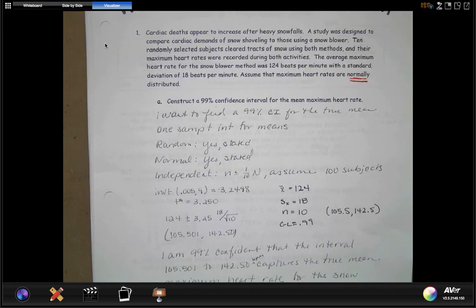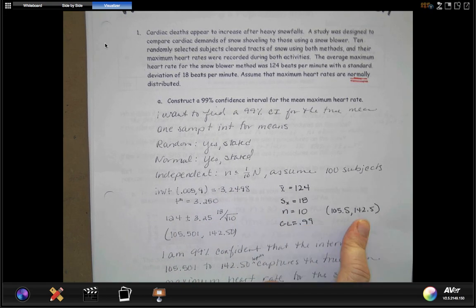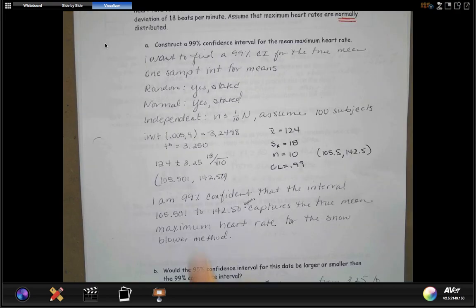Check there. The formula, so I found the negative side again. I rounded it to 3 decimal places, so that 8 rounds up that 9, which rounds up to 4. That would be my t-star. If you use the calculator, again, pretty much the same answers. Captures the true mean maximum heart rate.